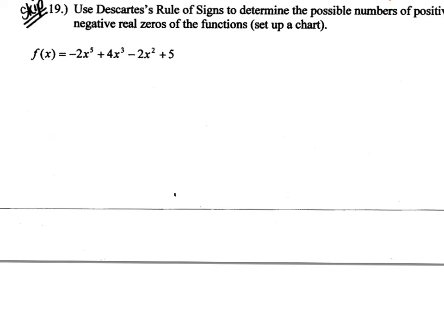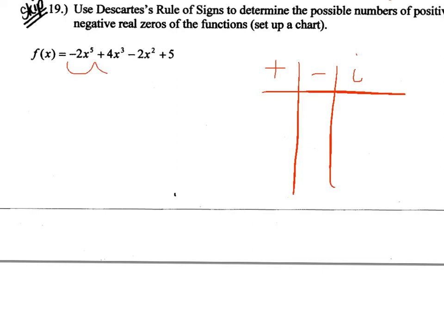Number 19, we want to use Descartes' rule of signs to determine the number of positive, negative, and imaginary solutions to this polynomial. So in order to determine the positive solutions, we want to first count the number of sign changes. So we see that there's 1, 2, 3 sign changes, which means that we can have either 3 or 1 because we always go down by 2 possible positive solutions.